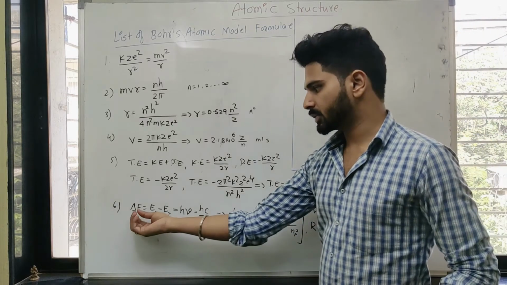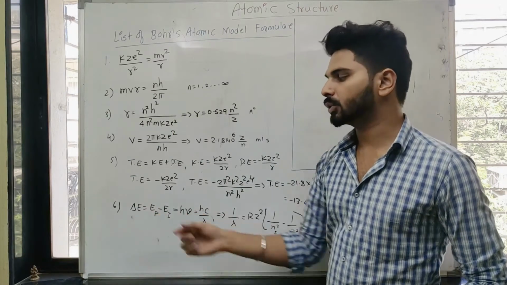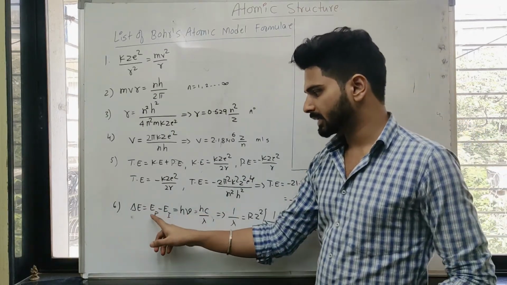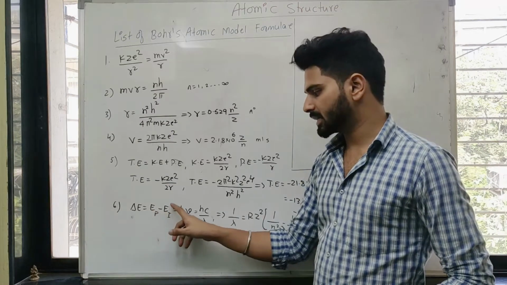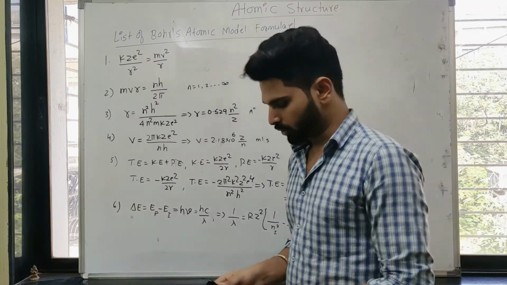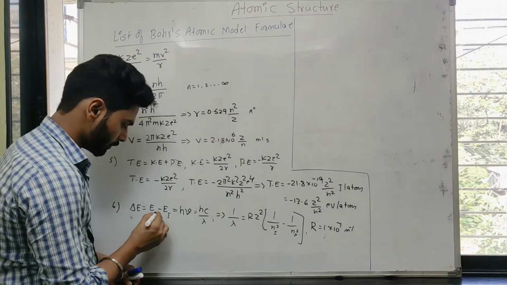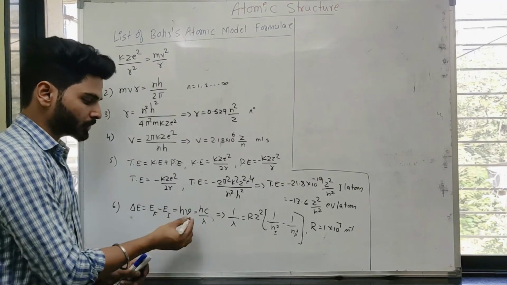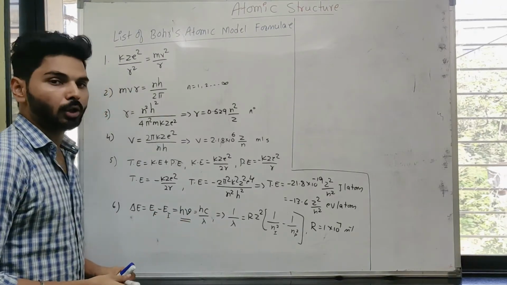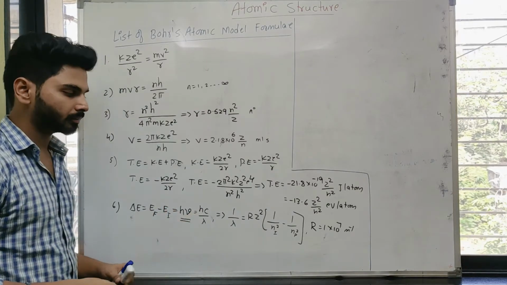Next, the energy difference between two orbits can be written as energy of excited state or final state minus energy of initial state. So here, this is energy of final state minus energy of initial state. The difference is always of one quantum. So one quantum energy is hν or hc upon λ.